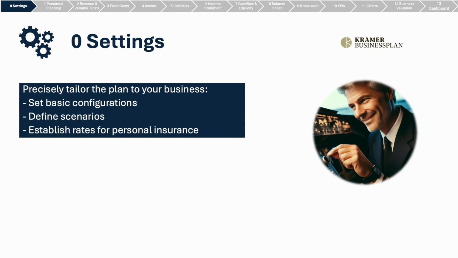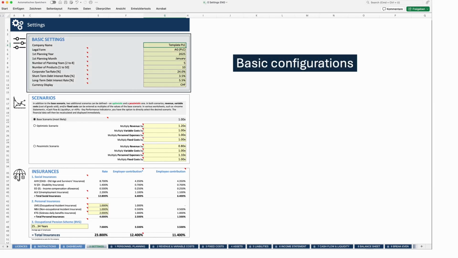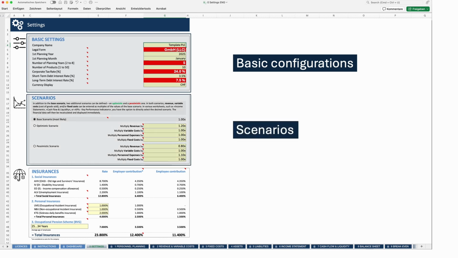Just as a pilot precisely adjusts his instruments before takeoff, you can tailor your financial plan to exactly suit the needs of your company. The basic settings, for example, determine the legal form, the planning horizon in years, the corporate tax rate or the interest rate for long-term loans. Our tool makes it possible to simulate various scenarios.